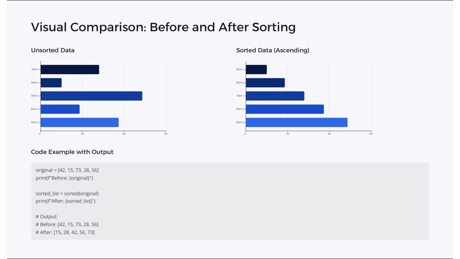Visualizing sorting helps understand its impact. Consider an unsorted list: 42, 15, 73, 28, 56. Sorting it in ascending order results in 15, 28, 42, 56, 73. This transformation highlights how sorting organizes data, making it more accessible and meaningful. Such visual comparisons are crucial for grasping the efficiency and utility of sorting algorithms.